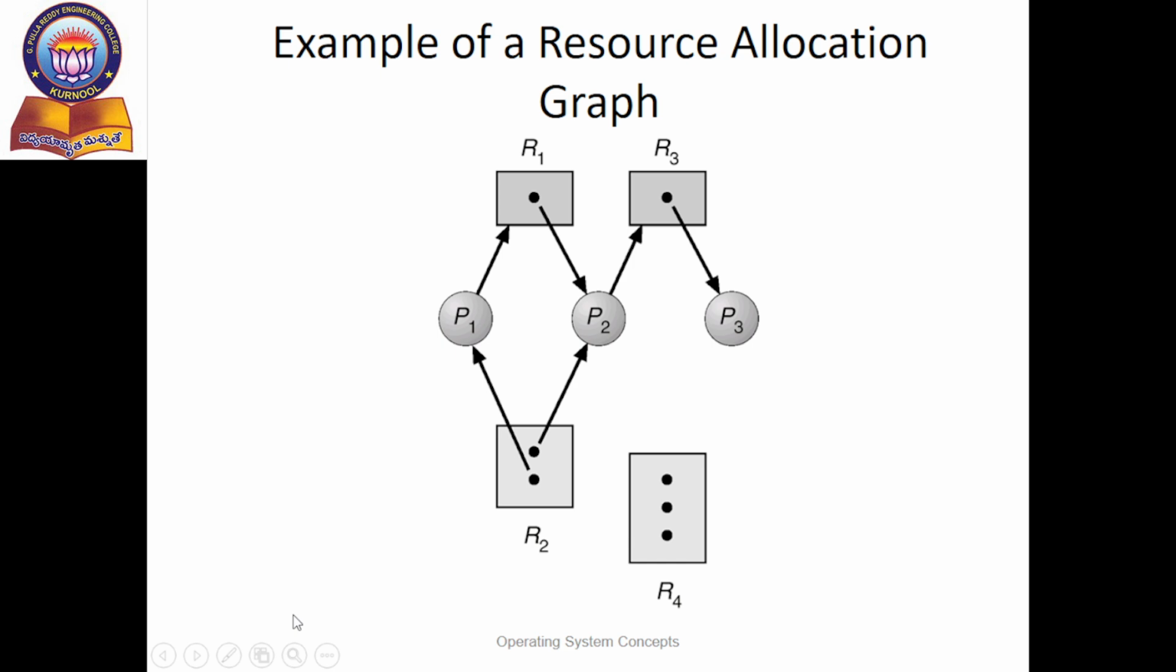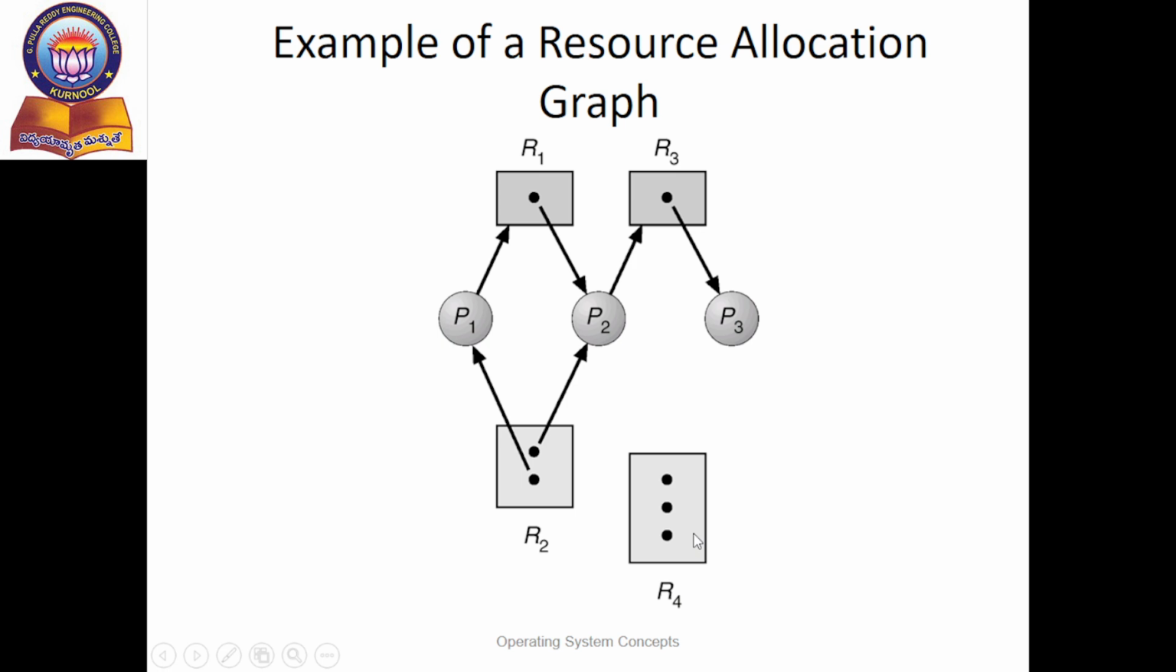Here we have a complete example. In this example you can see we have 3 processes P1, P2 and P3. We have 3 resources R1, R2 and R3. As we have just seen the notation of resource, R1 and R3 have single instances, therefore we have only 1 dot. If you see R2, we have 2 dots. Therefore the meaning of this is we have 2 instances of resource R2. Moreover we have another resource, R4, which has 3 instances.